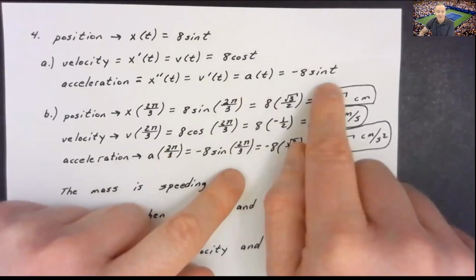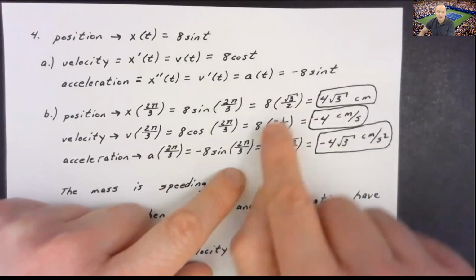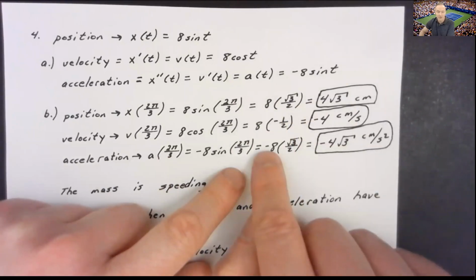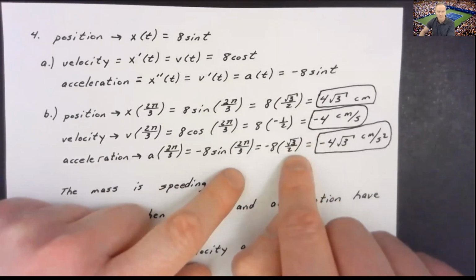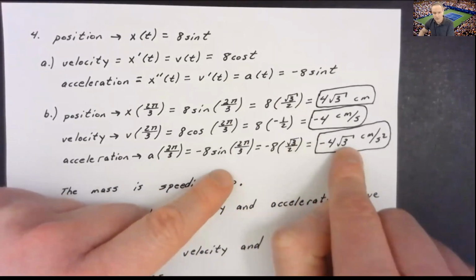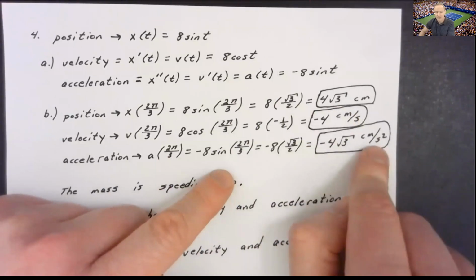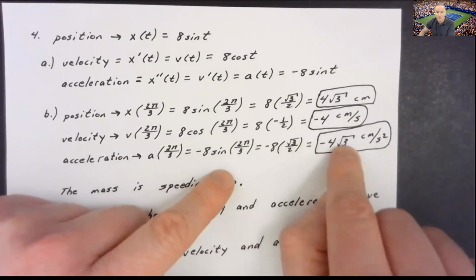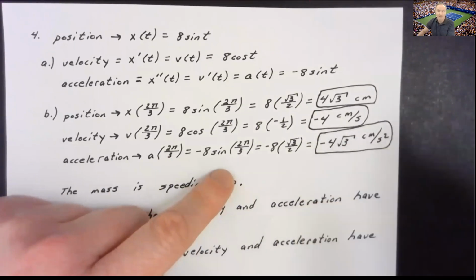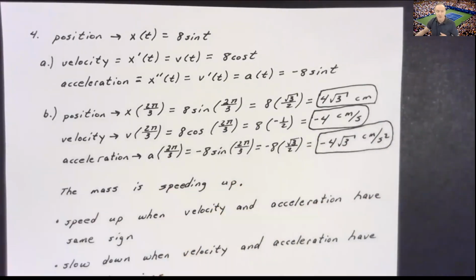I had the -8 sine t, so obviously it's just the negative of what the position function was, -8 times the square root of 3 over 2. I get -4 square root of 3. Now, keep in mind the units, it's change in velocity over change in time, so that's -4 square root of 3 centimeters per second each second, or centimeters per square second.